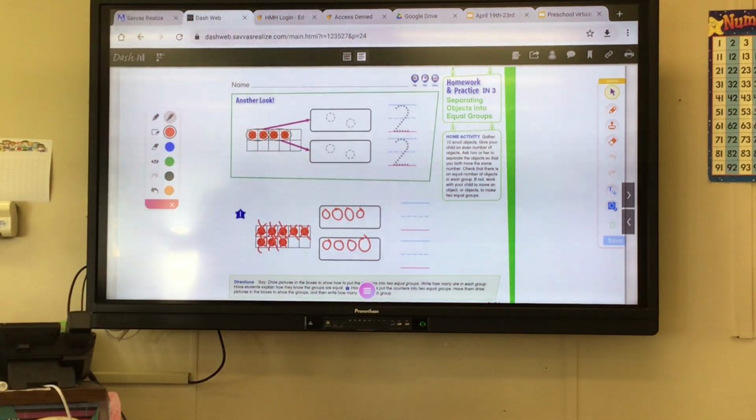So go ahead and do this one now. We're doing the bottom one. Okay, write your numbers. Okay, excellent. Don't forget to write how many you have. Get this one going. Try one more time. Okay, write your numbers. How many do you have in each group?